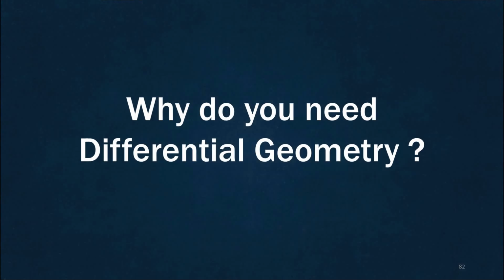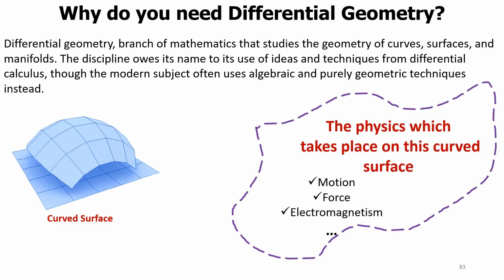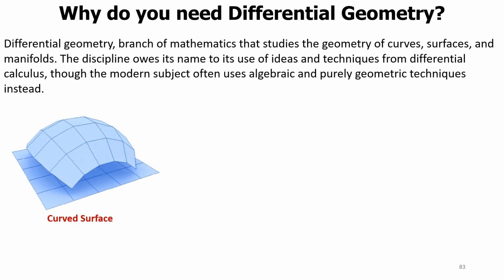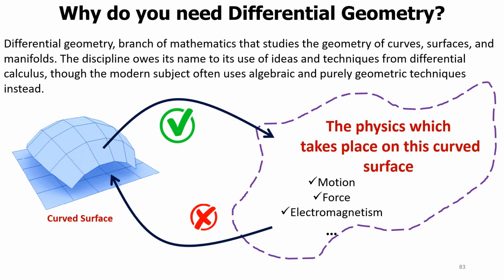Now, why do you need differential geometry? Here is a pictorial and clear understanding. Differential geometry, as you understand, deals with the understanding of curved surfaces. Here is a curved surface, and this is where the physics is taking place. If any physics is taking place on the curved surface, to analyze that physics we need differential geometry. So from the curved surface we move into the physics, not from physics to curved surface. That is how the order happens.